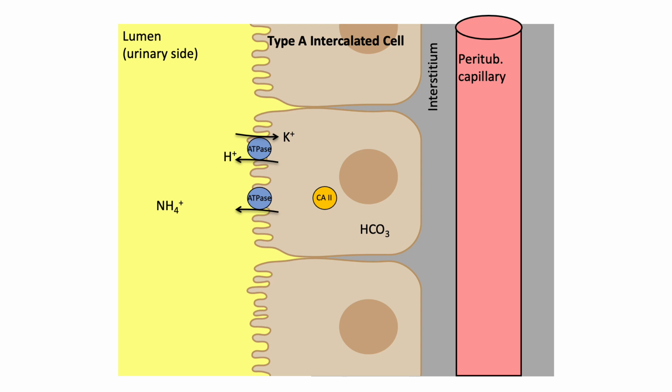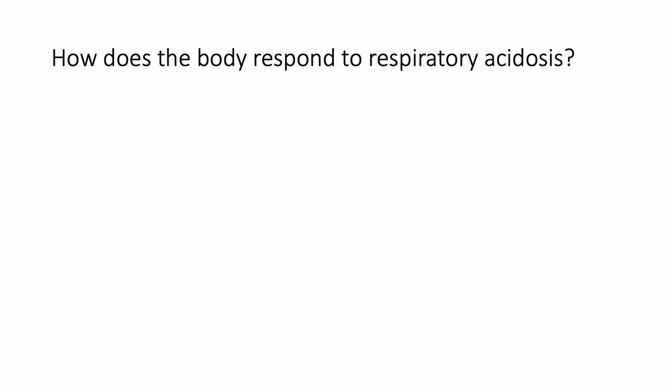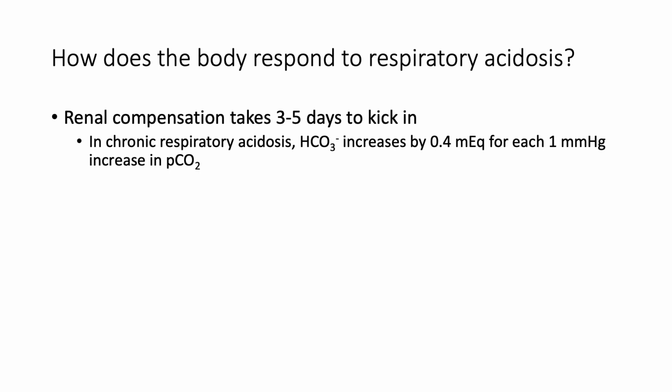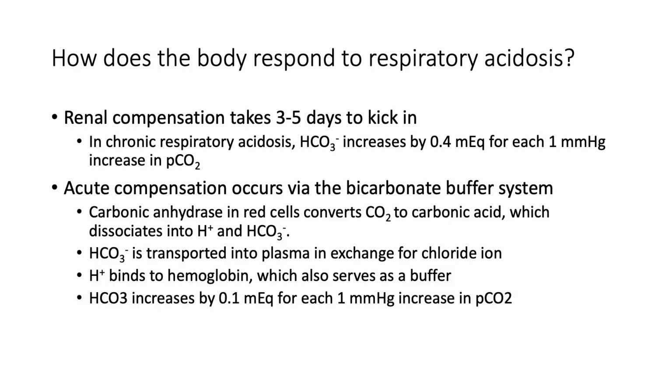The bicarbonate can then be reabsorbed into the interstitium through the anion exchanger in exchange for chloride, and that will increase the serum bicarbonate to try to return the pH to closer to normal. Now, this process of renal compensation takes about 3 to 5 days to kick in. And so in someone with a chronic respiratory acidosis, when they're able to generate that extra bicarb, you would expect the bicarbonate to increase by 0.4 milliequivalents or millimoles. We'll see that those are used interchangeably for each 1 millimeter mercury increase in PCO2.